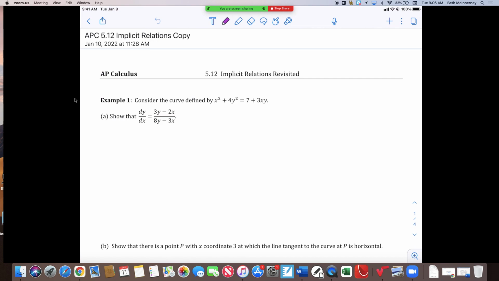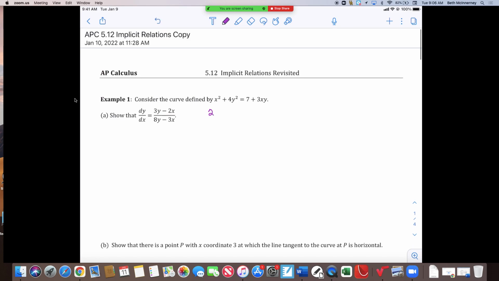Do you know how we've talked about where they'll force you to simplify? They'll say, okay, show dy/dx is (3y minus 2x) over (8y minus 3x). So they can force you to simplify in a manner they want. They can do it on free response in this manner. So let's go ahead and do this.